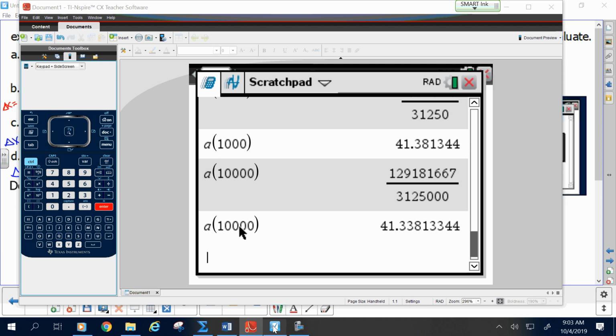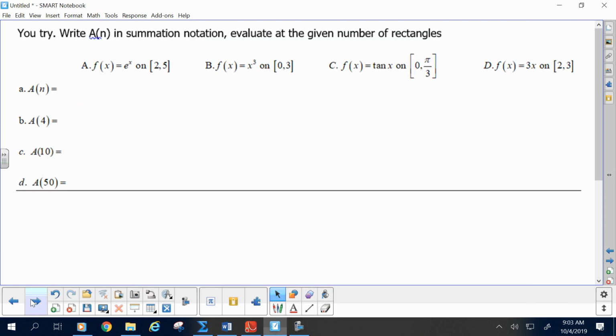Now, let's see if you can do this on your own. Let's try just A all the way through on your own, and let's see how this goes.